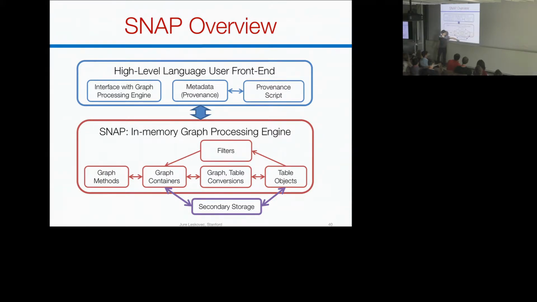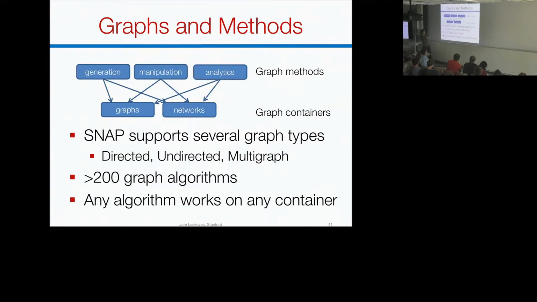Everything can be put on disk, loaded into memory, and then you have this high-level programming interface in Python where you are accessing this engine. What is nice is that whatever your graph container, whatever your data representation, any graph method or algorithm that we have is able to run on that particular representation. So what kind of methods do we have? We have around 200 different methods or algorithms that you can run over these networks.